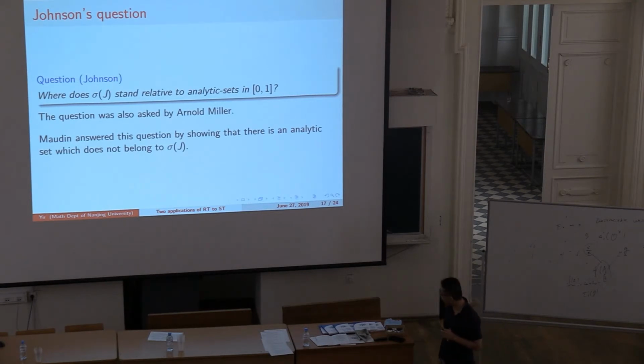But his proof is quite set-theoretic, using a well order of the reals. But actually, we have a quite natural example. We don't need to construct it. There's a quite natural example which does not belong to σ(J).